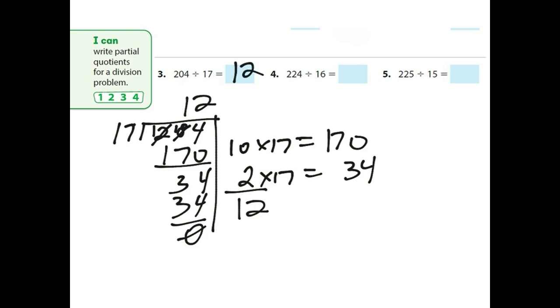See what I did? 10 times 17 is 170. That's where we get our 170. Because I know that it can go in there at least 10 times. And then 2 times 17 is 34. Alright, so on number 4, go ahead and do that on your own, and then we'll go over it.